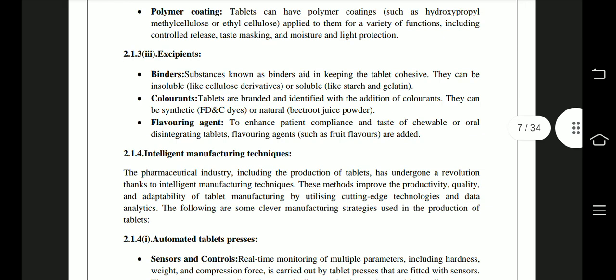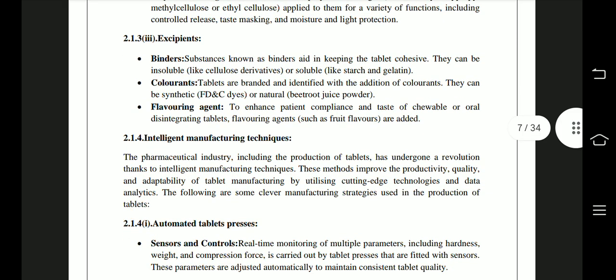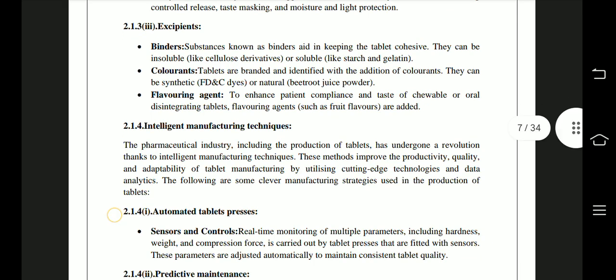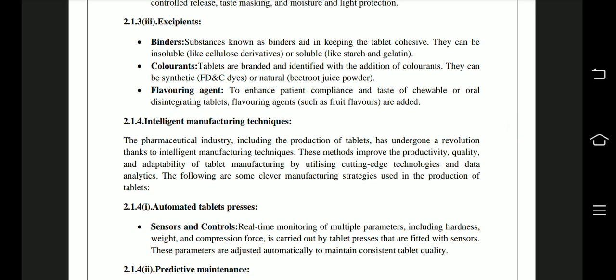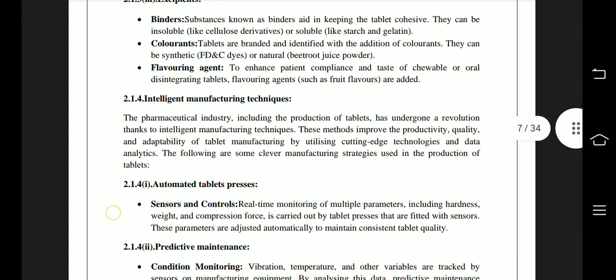Colorants. Tablets are branded and identified with the addition of colorants. They can be synthetic or natural. Flavoring agents to enhance patient compliance and taste of chewable or oral disintegrating tablets. Flavoring agents such as fruit flavors are added.